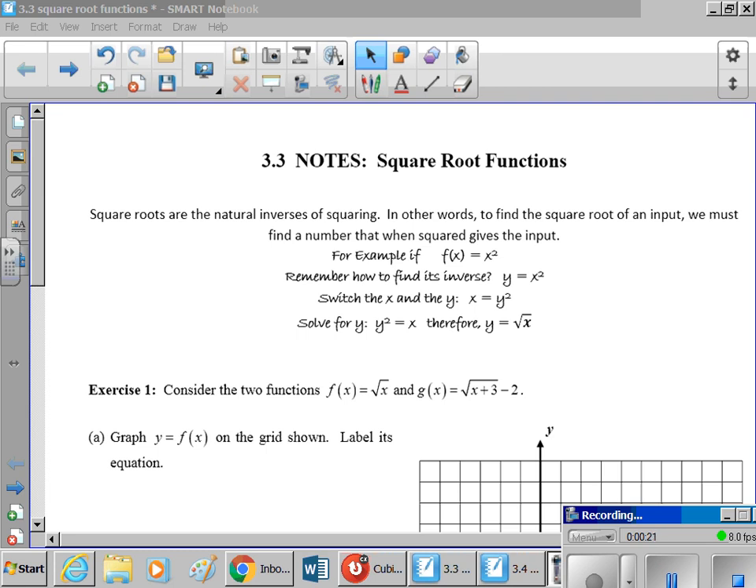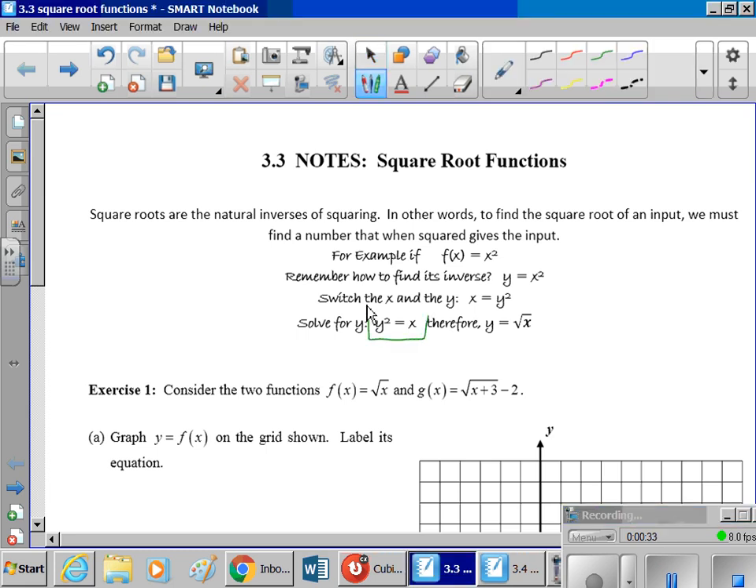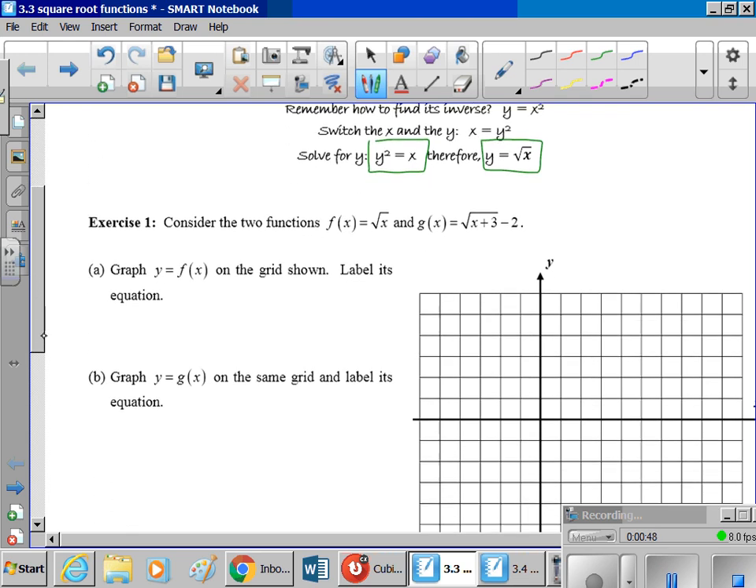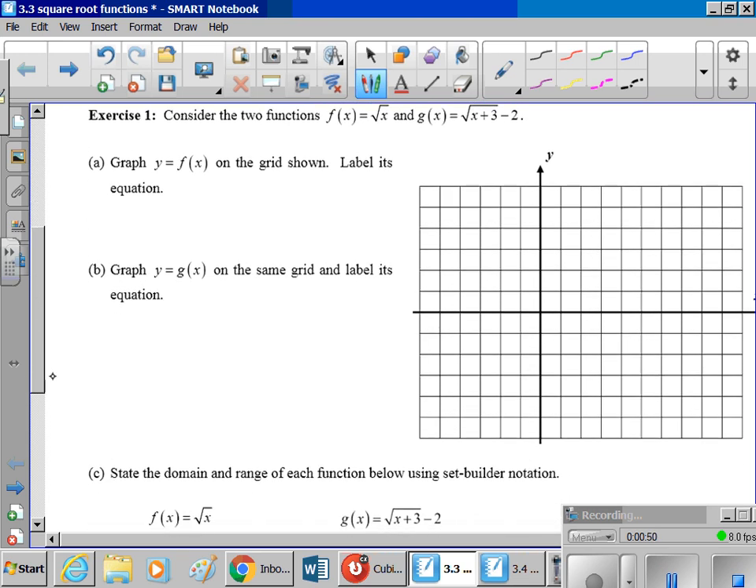So for example, f of x equals x squared. Remember how to find its inverse: y equals x squared. Switch the x and the y, x equals y squared, and then solve for y. Therefore, the inverse of y equals x squared is y equals rad x. Hopefully that makes sense. We're just going to do some examples of actually graphing these now and see what they look like.